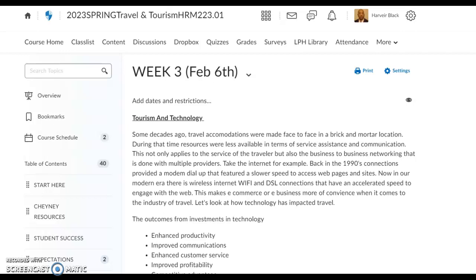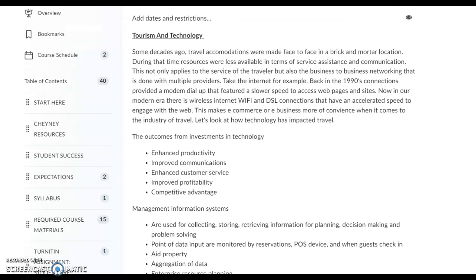Let's look at what we're doing for week number 3. Week number 3, we're talking about tourism and technology. The main thing that we want to keep in mind is how technology is being used by customer service reps and agents. How is technology being used when it comes to putting together travel packages for the prospective traveler? How is technology being used even when it comes to suppliers? Because suppliers are put into the business to business mix that customer service agents work with.